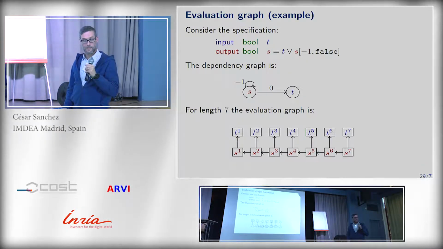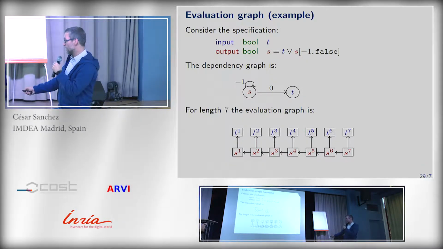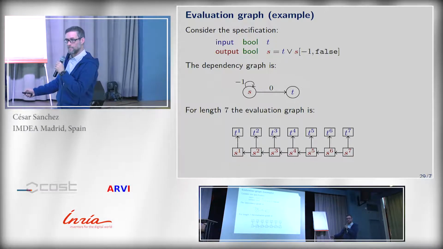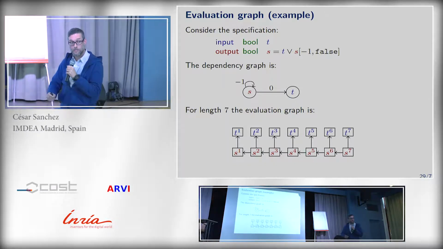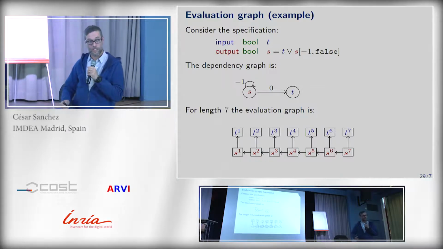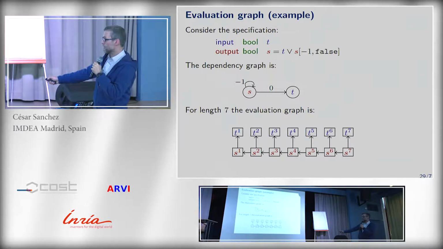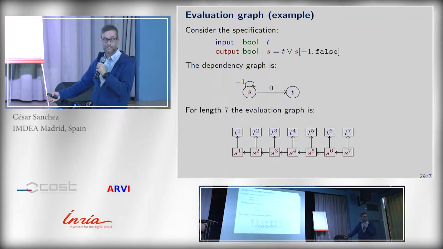Right? Now, very nice graph. Particularly, it has one super nice property. It has no cycles. Right? Every instantiation of this graph will have no cycles.